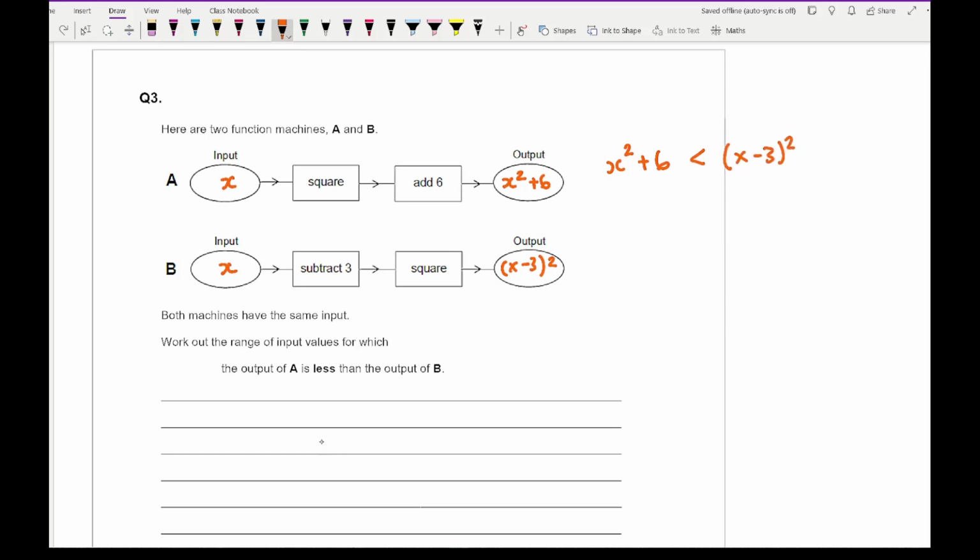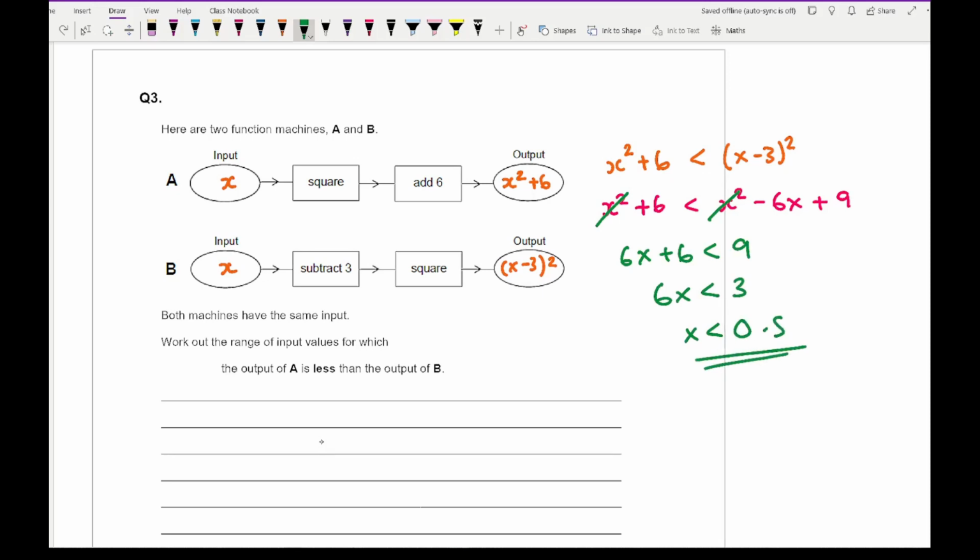And then from this, what we need to do is expand the bracket. So I've got x squared plus 6 is less than x squared minus 6x plus 9. Then what I can do is take the x squareds from both sides, and then take the 6x over to this side, so I end up with 6x plus 6 is less than 9, and then 6x is less than 3, then x is less than 0.5, and there is my value.